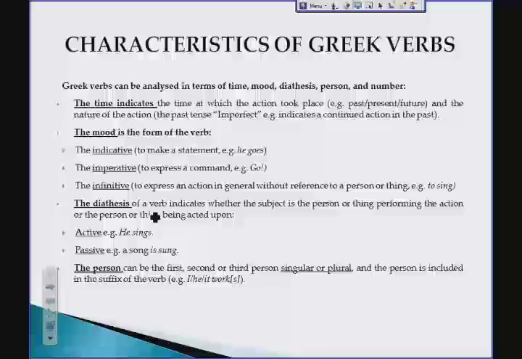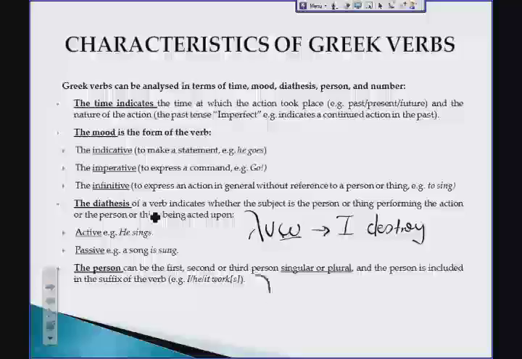Many times you won't find a person indicated or made clear in Greek. Sometimes you will find it, of course. But say, for instance, a word like luo. This word means I destroy, or I loosen, to loosen someone so they can be free. That person ending, o, is actually your subject. When you translate this, you would say, I destroy. That ending tells you more about the person. It is actually your subject. And in another scenario, you will have lueis, which means you destroy. And that is the person ending.